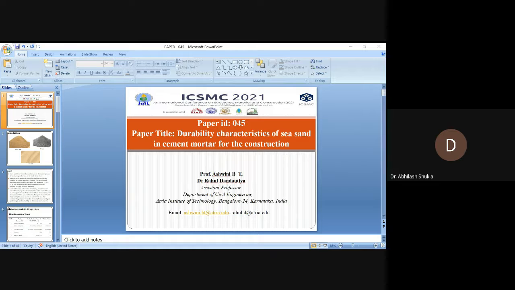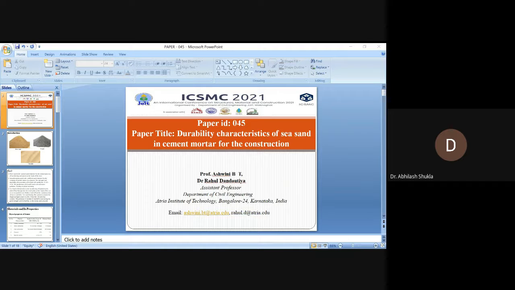The production of M sand causes air and water pollution, and it is leading to global warming. So in this research work, we have used sea sand, which is naturally formed by the weathering of rocks and settled at the shore of the ocean or sea. Normally, sea sand contains chloride particles, and it causes corrosion in the steel we use in construction.